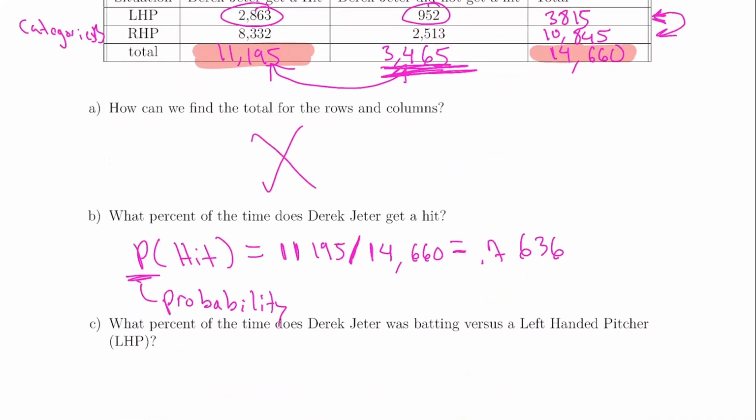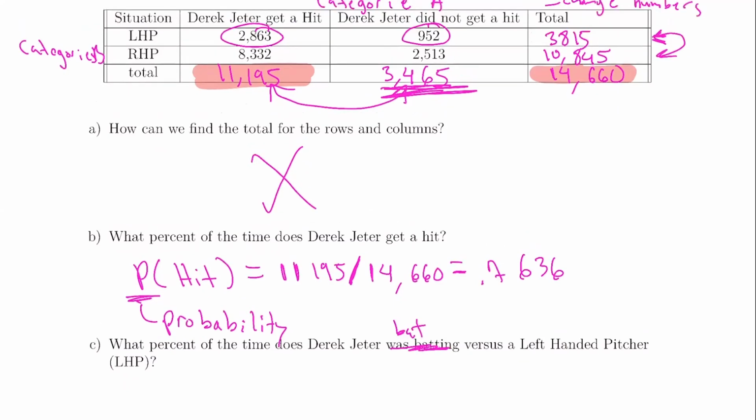So for this one, it says what percent of the time did Derek Jeter bat versus a left-handed pitcher? If you want to find out how many times he batted versus a left-handed pitcher, once again we're not looking at anything more. We just want to find out how many times he hit versus a left-handed pitcher. So how many total times did he hit versus a left-handed pitcher?